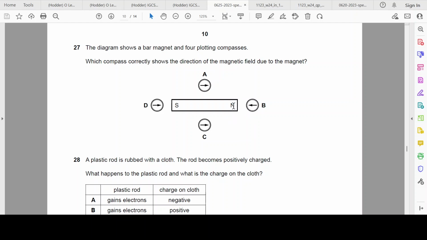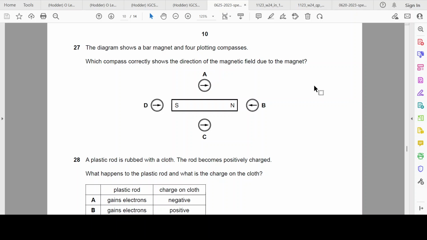Now, the magnetic field lines, right? Which direction do they travel in? Which direction do magnetic field lines travel? Away from the north pole and towards the south pole. Away from the north and towards the south.